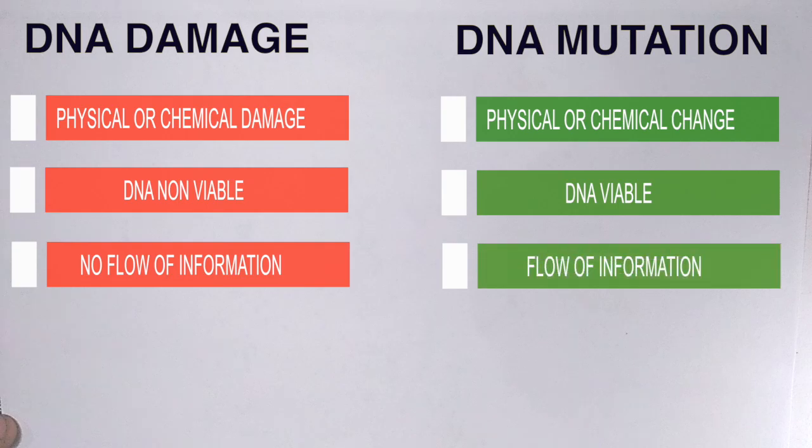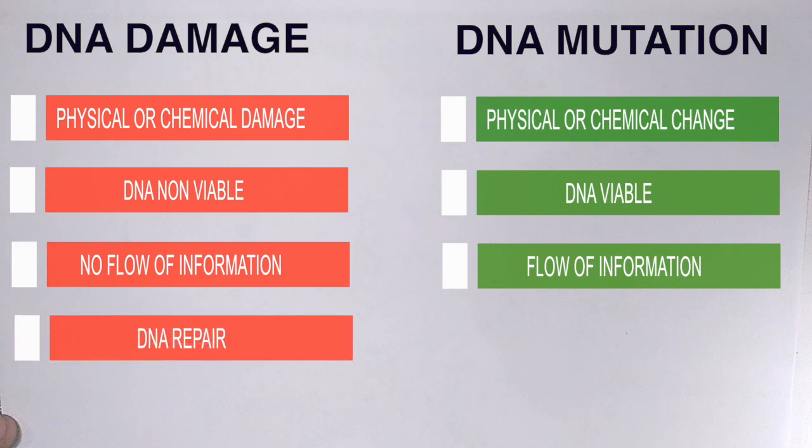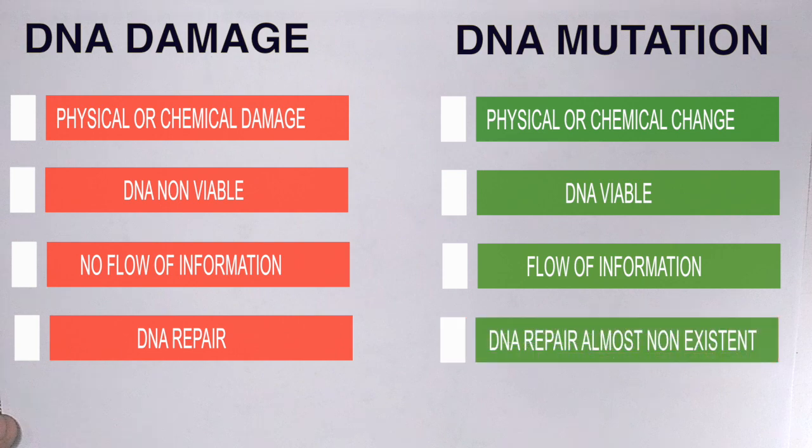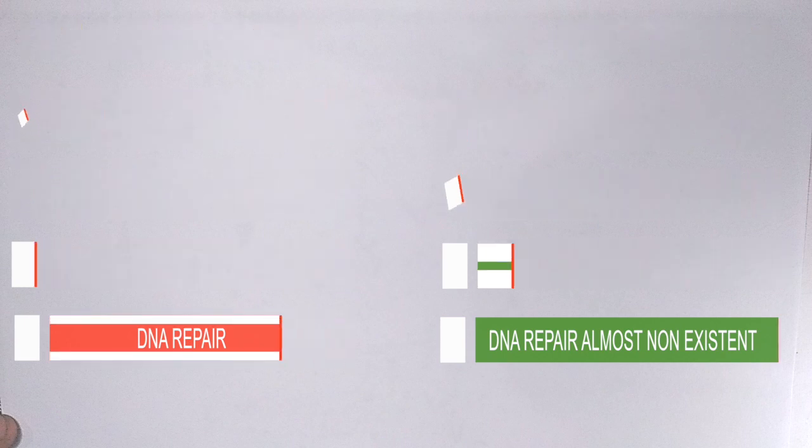DNA damage is followed by DNA repair mechanisms to fix the issue in the DNA molecule which has been damaged by endogenous and exogenous causes. Whereas DNA mutation, most of the time, evades the repair mechanism and the mutation remains in the DNA molecule. It does not evade every time, but most of the time it evades the repair mechanism. So it remains within the cell.